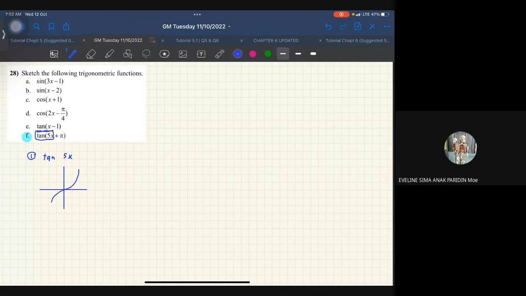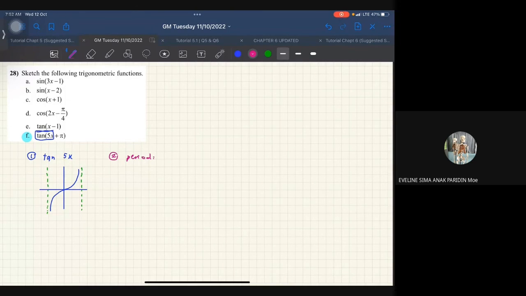So it goes down. Like this. Okay, so this is how the graph looks like. And then it will have vertical asymptotes. Okay, so do this one, just do this first. Don't do anything else yet. Alright, and then next step, step number 2, we find its period.